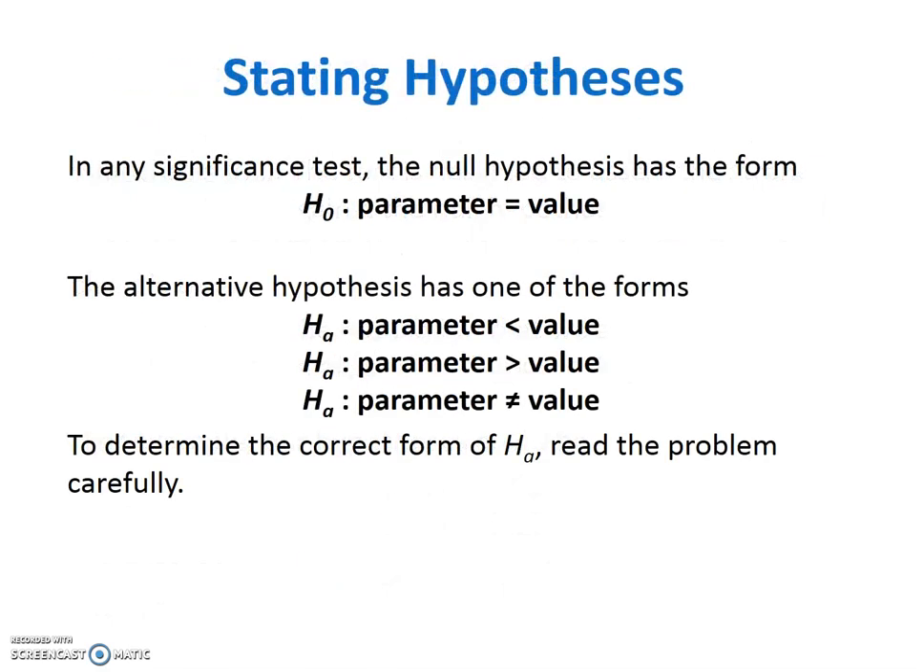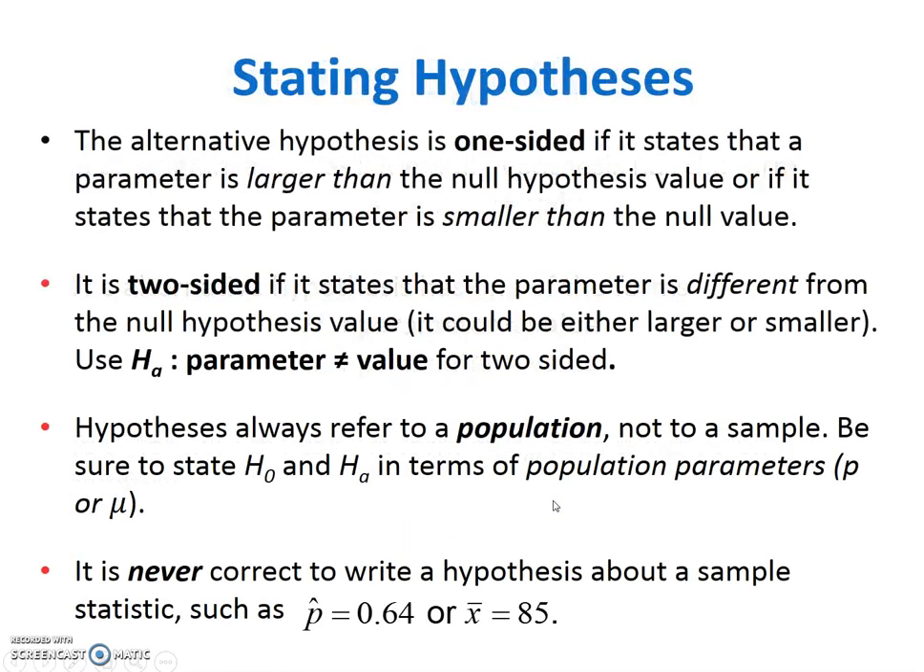Like we said, the null is always going to be an equal to, the parameter is equal to some value. The alternative has one of three different forms. Either it's less than, greater than, or not equal to. To determine the correct form of your alternative hypothesis, you have to read the problem very carefully. The alternative is one-sided if the parameter is larger than the null, or if the parameter is smaller than the null. It's two-sided if it states that the parameter is different from, so it could be larger or smaller.